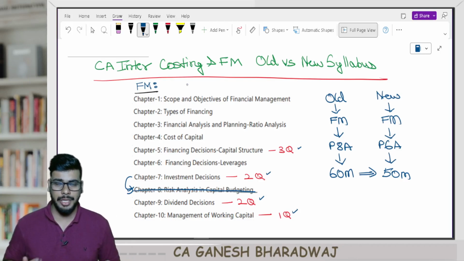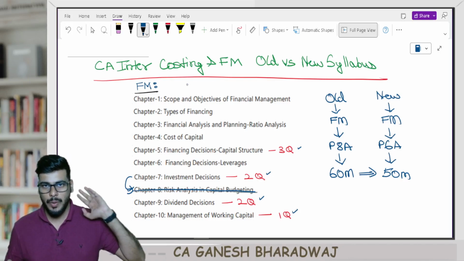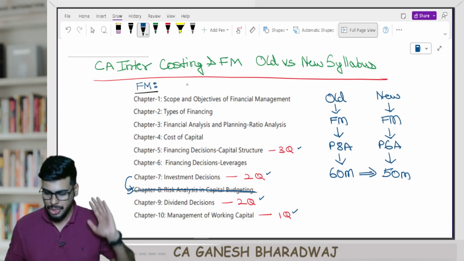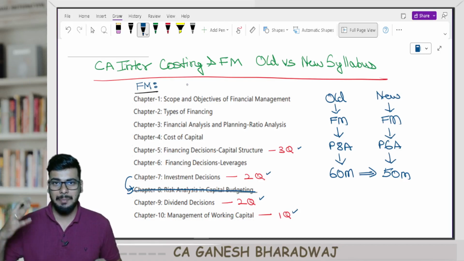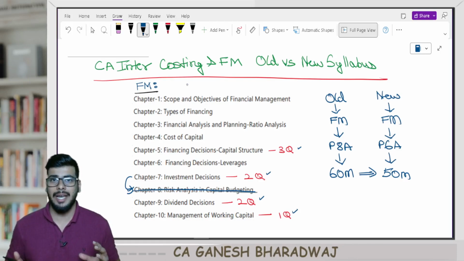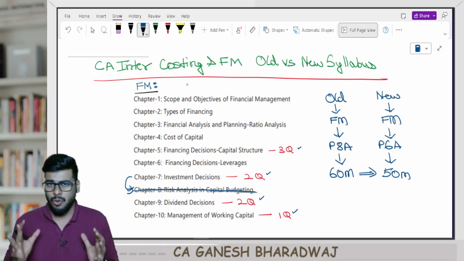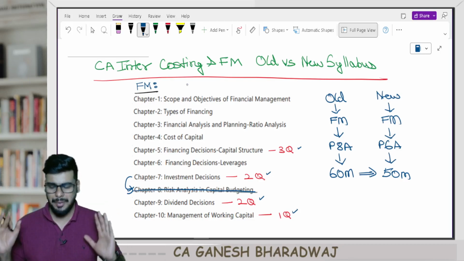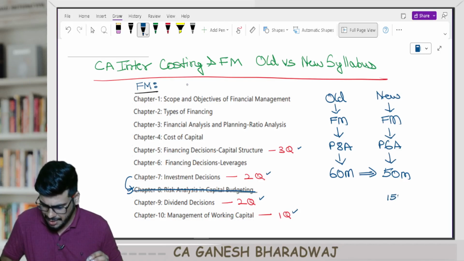And of course, one more thing, now the institute has told very clearly that for all the 6 papers in CA intermediate, 30% weightage will be for MCQs. So earlier there were no MCQs, now there will be MCQs, that is 30% of the overall paper. As of now, there is no exact clarity as to whether it is going to be 15 marks of MCQ in FM and 15 marks for SM. Overall, they have said 30%. So for the time being, you can just take it as approximately 15 marks out of this 50 marks will come from your MCQ portion.